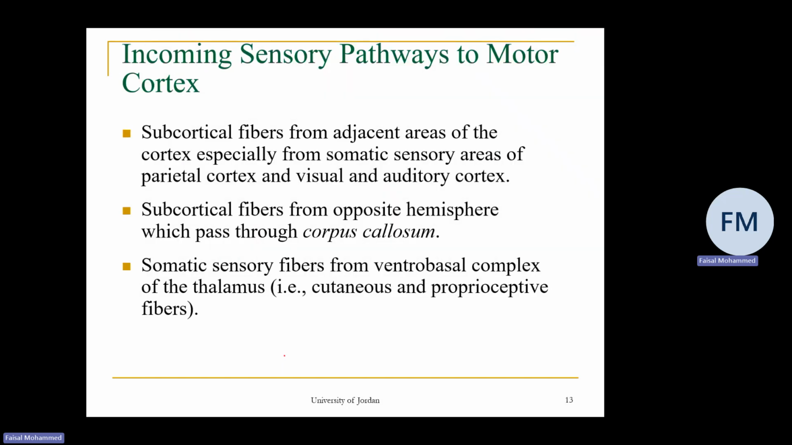Incoming sensory pathways to the motor cortex: subcortical fibers from the adjacent area, especially from somatic sensory, where feedback can come, parietal cortex, and visual and auditory cortex. So there is what we call integration between the sensory and motor. Subcortical fibers from the opposite hemisphere are very important for control of the movements. They come from the opposite hemisphere through the corpus callosum. These are the fibers that connect the two hemispheres. But there are other commissural fibers, anterior commissural fiber and posterior commissural fiber, that connect the two hemispheres together. But the major fiber that connects the two hemispheres is the corpus callosum.